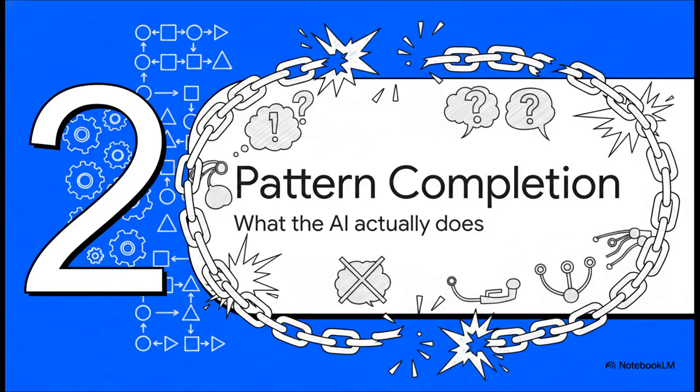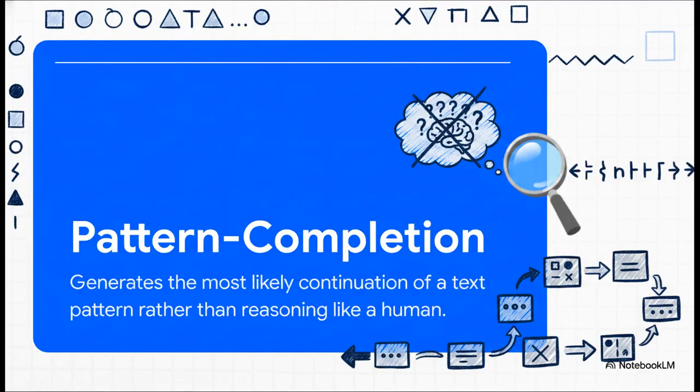Which brings us perfectly to Section 2, the pattern completion machine. Let's look at what the AI is actually doing under the hood. Now, to really grasp why this step-by-step thing works so well, we've got to bust a really persistent myth. The AI is not sitting inside your computer with some sort of human-like consciousness. At its most basic computational level, it is a pattern completion machine. It doesn't reason like you or I do, it just generates the most likely continuation of a text pattern based on everything it's seen before. It's basically an incredibly powerful autocomplete system.